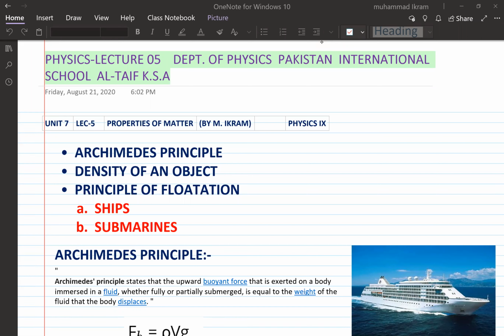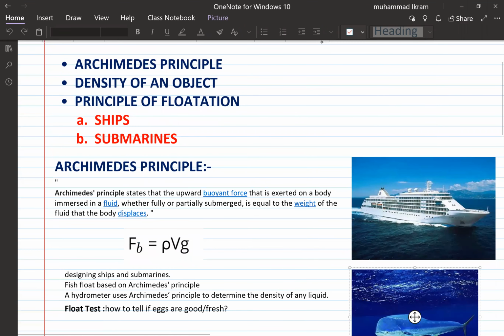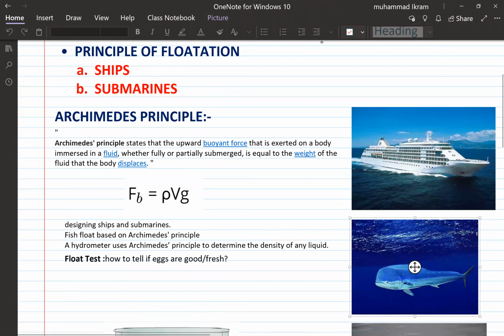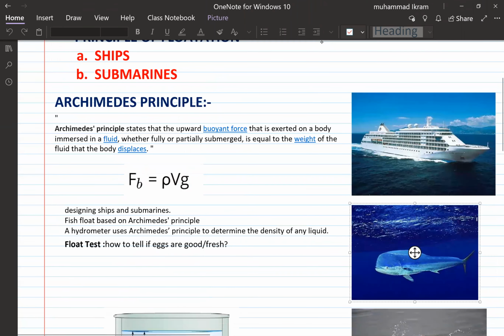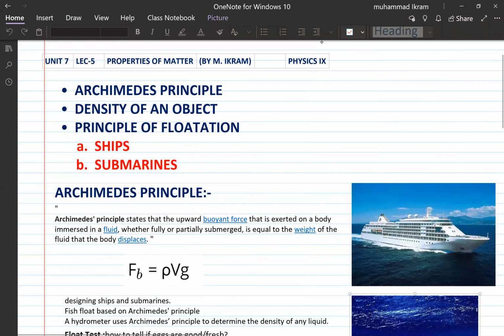Today is our lecture number five, unit number 7, properties of matter. In today's lecture, I will tell you about the Archimedes principle, density of an object, and the principle of flotation. Now, let us start with the name of Allah Almighty.